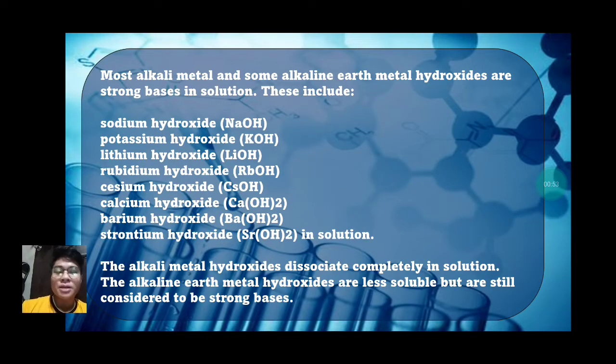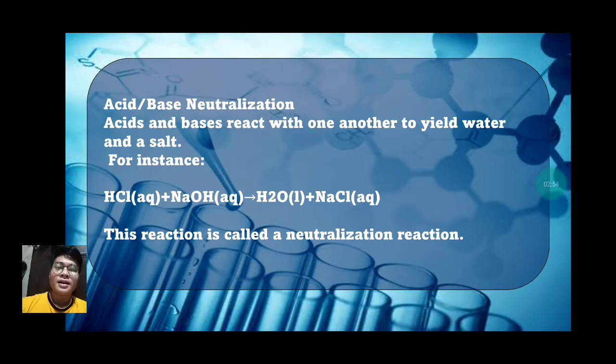Most alkali metal and some alkaline earth metal hydroxides are strong bases in solution. This includes sodium hydroxide or NaOH, potassium hydroxide or KOH, lithium hydroxide or LiOH, rubidium hydroxide or RbOH, cesium hydroxide or CsOH, calcium hydroxide or Ca(OH)2, barium hydroxide or Ba(OH)2, and strontium hydroxide or Sr(OH)2 in solution. The alkali metal hydroxides dissociate completely in solutions. The alkaline earth metal hydroxides are less soluble but are still considered to be strong bases.